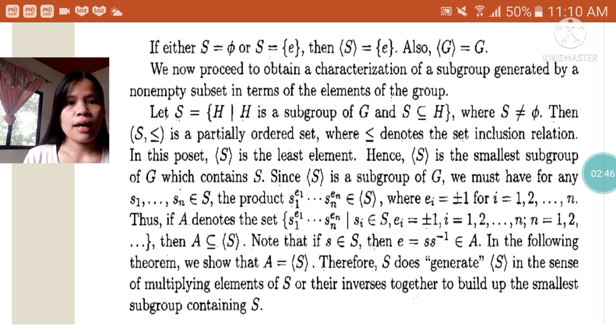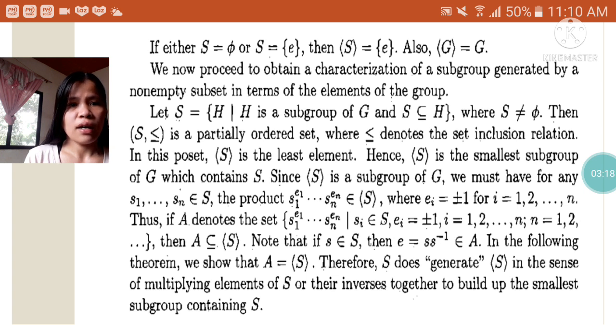Since the subgroup generated by S is a subgroup of G, we must have, for any s₁, ..., sₙ elements of S, the product s₁^ε₁ ... sₙ^εₙ is an element of the subgroup generated by S, where εᵢ is equal to positive or negative 1 for i equal to 1, 2, ..., n.